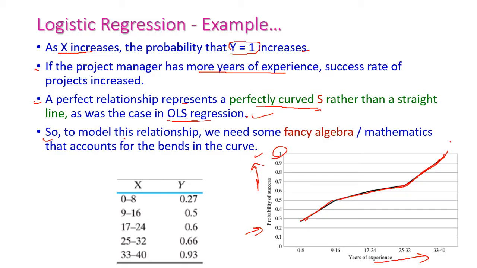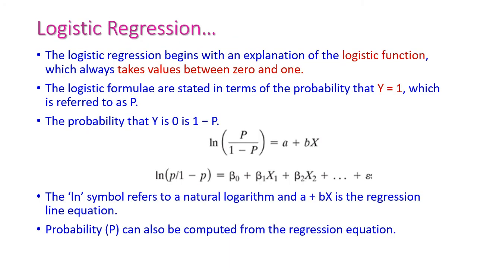So for this relationship, we need some fancy algebra or mathematics to get this bend curve, that is the exact regression line, right? To get that S-like curve, logistic regression begins with the logistic function, which always takes a value between 0 and 1. So the logistic function takes values between 0 and 1, isn't it? That is the output of the logistic function. Hence this type of regression is called logistic regression.